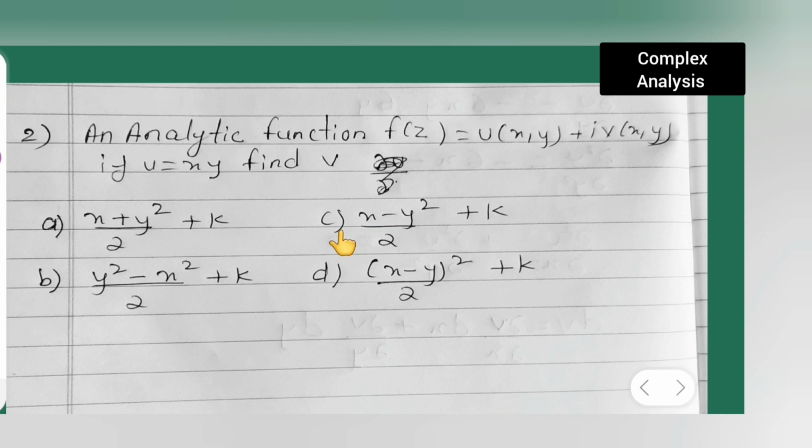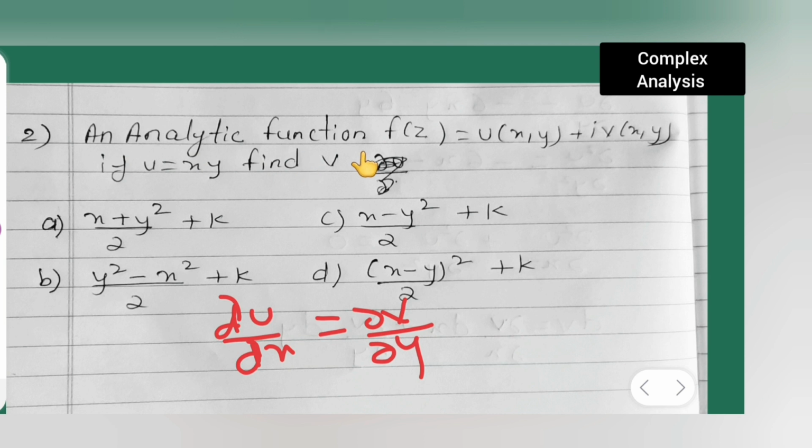Next, let us see this one, okay. Same way, dou u by dou x, sorry, and dou v by dou y it is, okay. So in this also we need to do the same thing. An analytic function f(z) is equal to u of xy plus i v of xy. If u is equal to xy, find v. So we need to find the value of v.